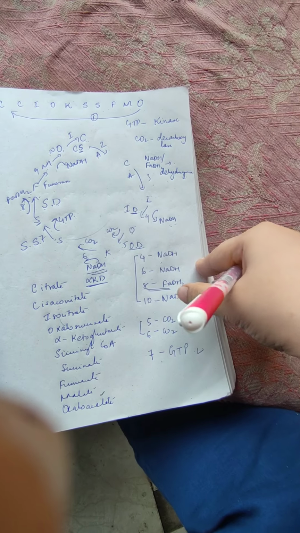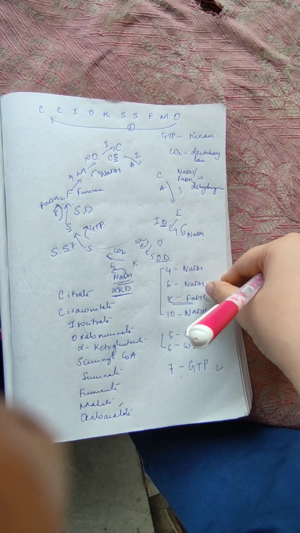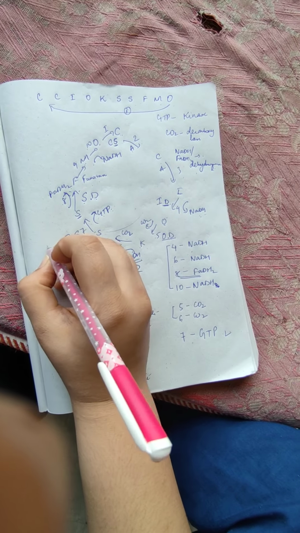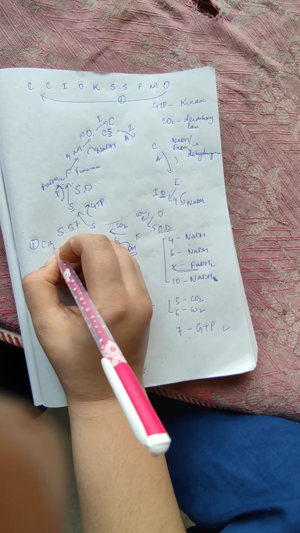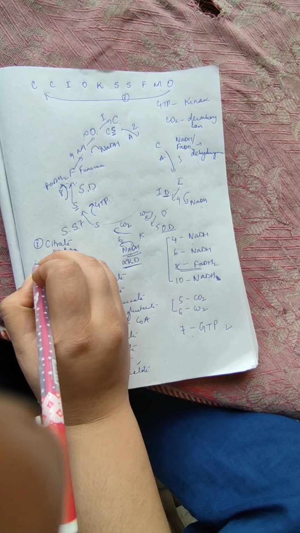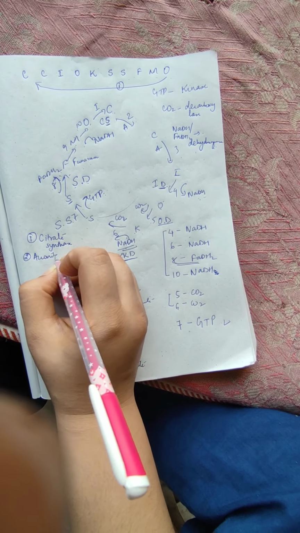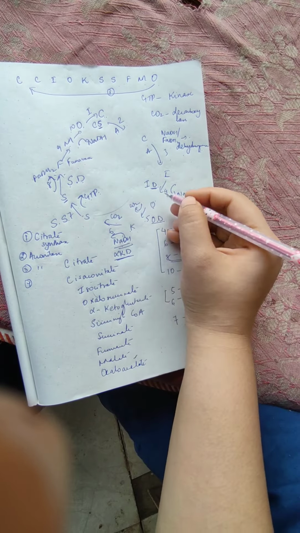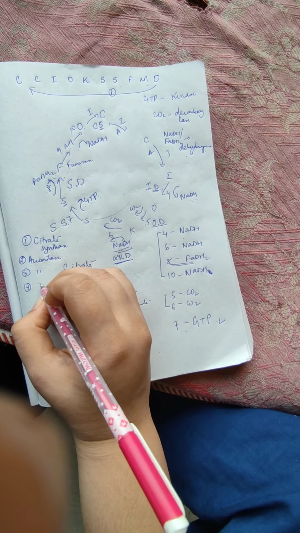So this is your Krebs cycle in a very simple manner. The enzymes will be written over here. I'll write them just now. Step number 1 is citrate synthase. Step number 2, aconitase. Step number 3 is the same. Step number 4 is isocitrate dehydrogenase.